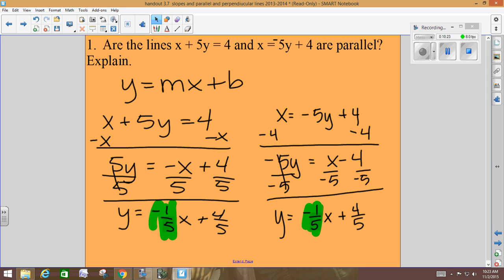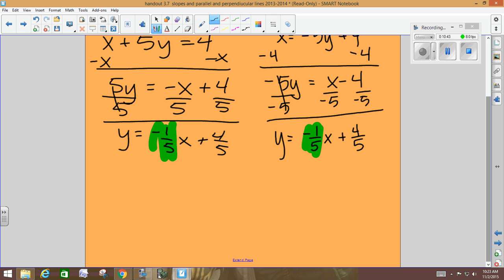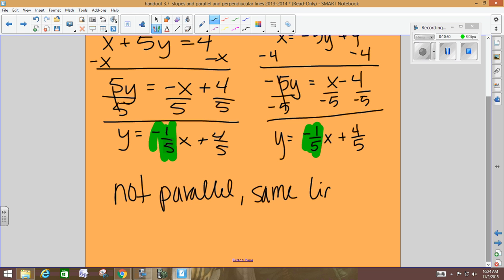Hey, it's the same line. How do you know that? It's because the y-intercepts are the same. So if it's the same line, are they parallel? No, wouldn't they intersect along every single point along that line? Oh yeah, so actually these are not parallel, because it's the same line, so they can't be parallel. Just because they have the same slope, you have to check your y-intercept.